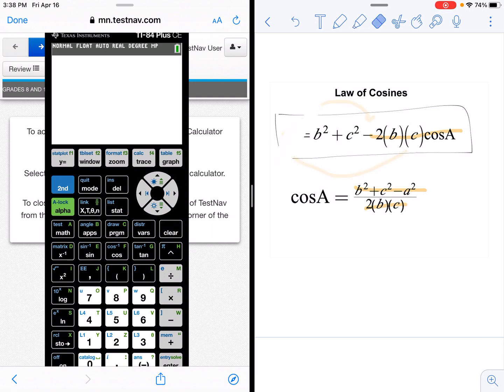And it really just depends on what you're trying to find. Are you trying to find an angle, or are you trying to find a side? If you're trying to find an angle, you're going to want to use the second one. And if you're trying to find a side, you're going to want to use the first one. Or just always use the first one like me. Doesn't matter.